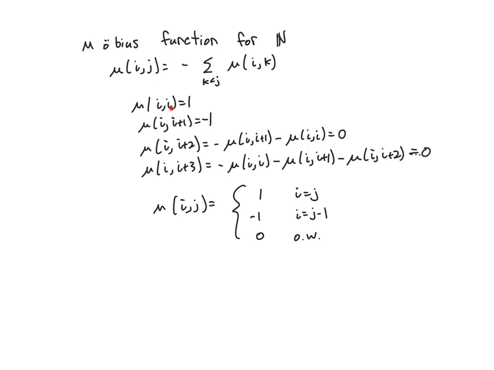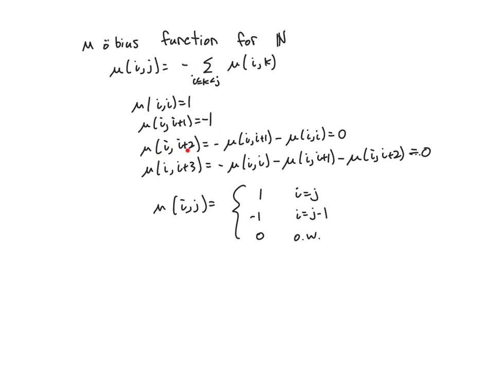So we can check based on this recurrence relation that mu of i, i plus 1 is negative 1. Why? Because there's only one integer. Oh, I forgot to put the other restriction here: i is less than or equal to k. As you range over i less than or equal to k strictly less than i plus 1, you've only got one term. Its value is 1, but you're negating it, so it becomes negative 1.